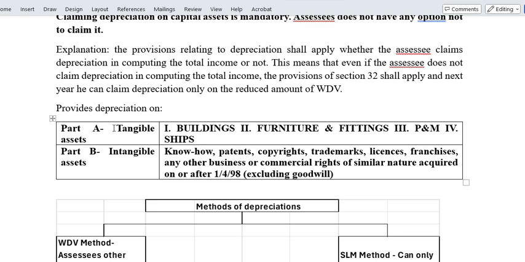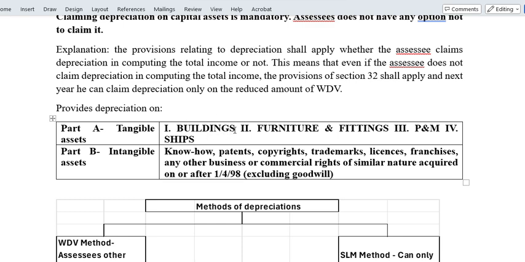There are different classes: class 1 buildings, furniture and fittings, plant and machinery, and ships, and part B, which is intangible assets. When we say furniture and fittings, fittings do not include electrical equipment such as fans and motors; those will not come under fittings. Fittings means electrical fittings like wiring and switches. So, furniture and fittings, then buildings.